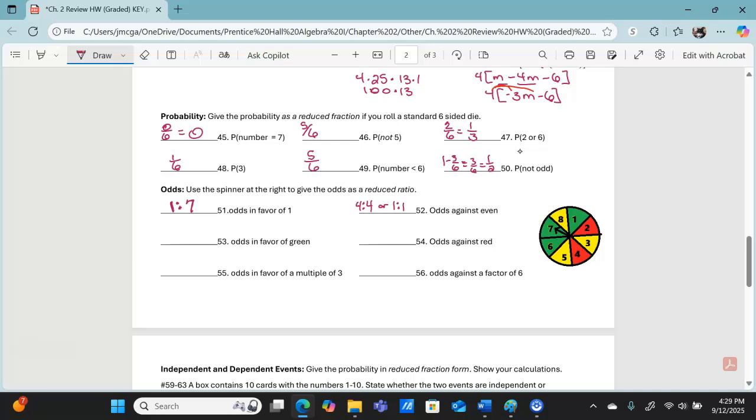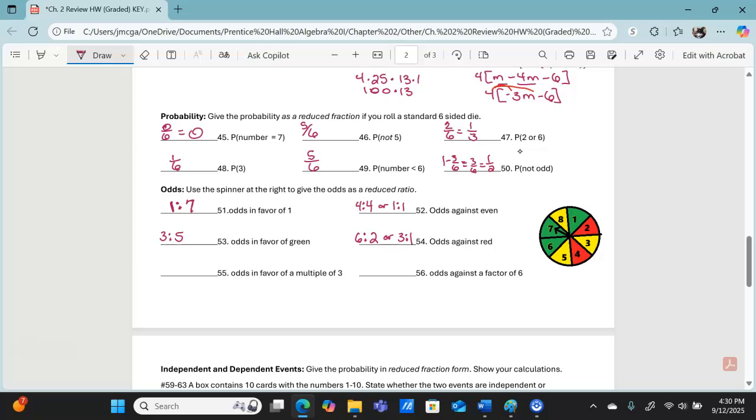Odds in favor of green. There are 3 that are green and 5 that aren't green. So again, are you catching the difference? With probability, it's out of the total. With odds, it's a comparison between what I'm looking at and what's left. Odds against red. Well, there are 6 that are not red and 2 that are red. And so this would be a 3-to-1 ratio.